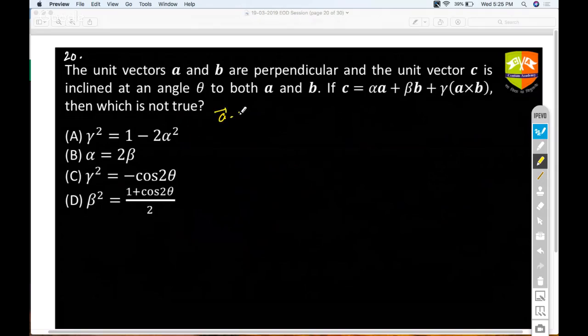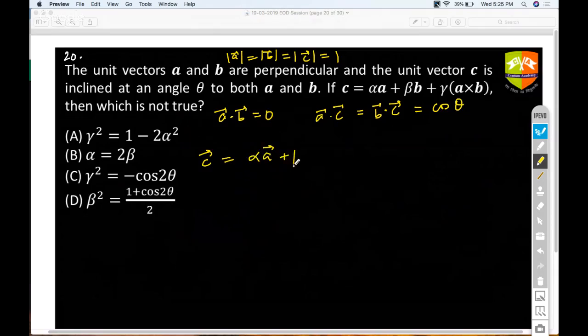So it's given that A dot B is 0 and A dot C and B dot C is going to be cos of theta. And of course, they are all unit vectors, so their moduli are equal to 1 each. So now you have been given that C is alpha A plus beta B plus gamma of A cross B.